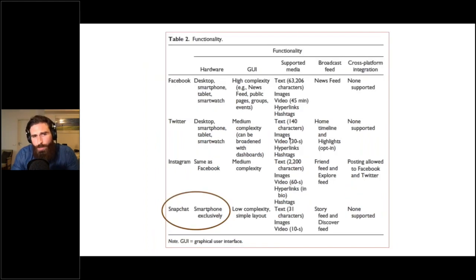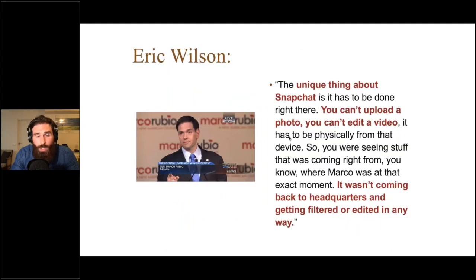But I want to focus particularly, going back to functionality, on Snapchat. What is the implication that Snapchat is only available on a smartphone? It's not available through a desktop or a mobile browser. Well, I talked to a couple of digital directors for different campaigns. This is Marco Rubio's digital director, who was saying the unique thing about Snapchat is you can't upload a video, you can't take that content back to headquarters and filter it because it's limited to a smartphone. And so what does that mean?